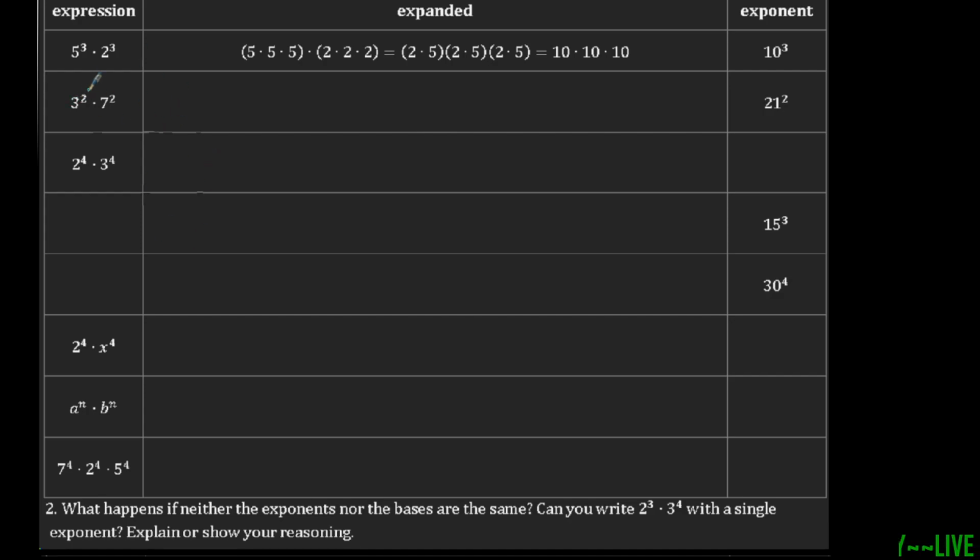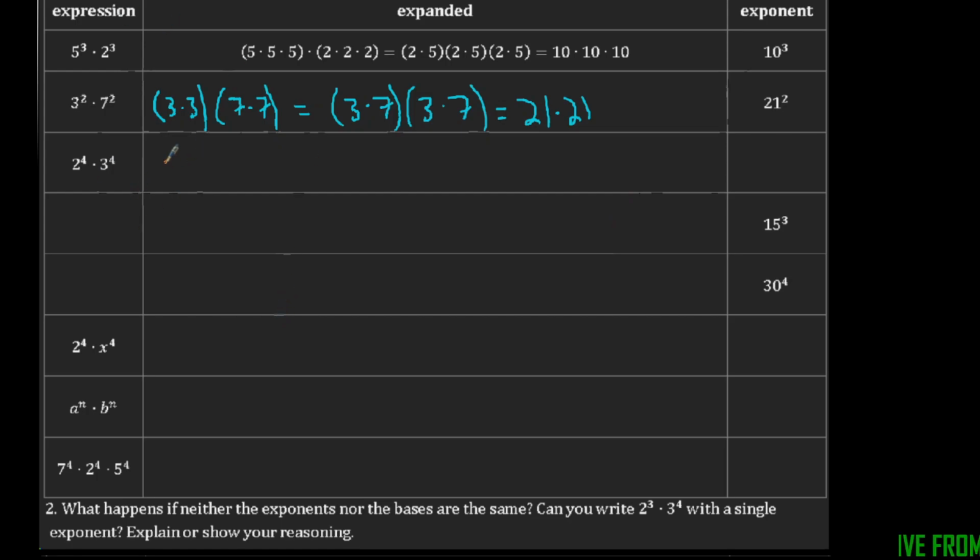Same idea for the next one. Since I have 3 to the second power times 7 to the second power, I can expand it like this. I'm going to do 3 times 3 times 7 times 7, which is going to be equal to 3 times 7 times 3 times 7, which is the same as 21 times 21, which is how we get 21 squared. Make sure you can expand it out and rearrange it so that it works for those problems.